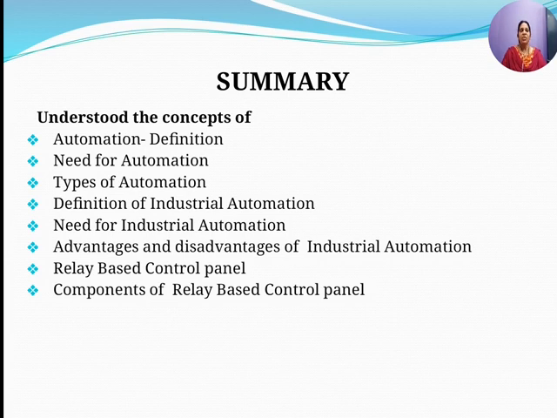Then disadvantages of industrial automation. Unemployment rate increases due to machines replacing humans and putting those humans out of their jobs. That is a disadvantage. Then technical limitations are there, and we have security threats and high initial costs. These are the disadvantages of automation.